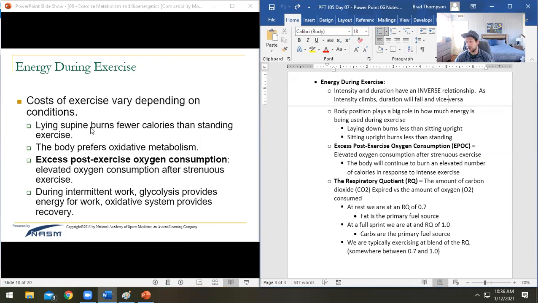Now, there are different costs for energy. This is some of the stuff that we need to consider when it comes to energy. For instance, body position actually plays a big role in how much. So far today, because I work out in the afternoon on my run days, I've only burned 1,069 calories today.